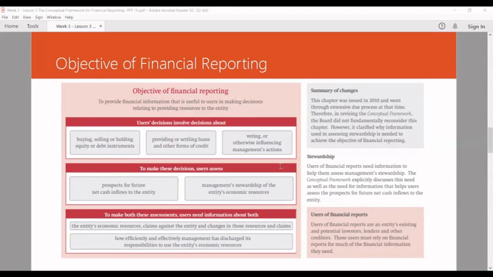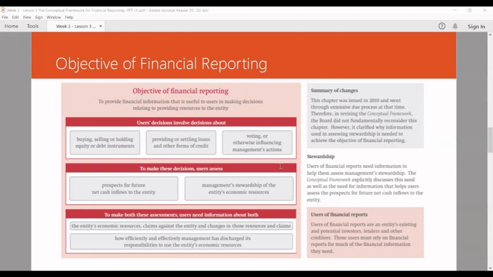The objective of financial reporting: users make decisions about buying, selling, or holding equity or debt instruments, providing or settling loans and other forms of credit, and voting or otherwise influencing management's actions. To make these decisions, users assess prospects for future net cash inflows to the entity and management's stewardship of the entity's economic resources. To make both assessments, users need information about the entity's economic resources, claims against the entity, and changes in those resources and claims, and how efficiently and effectively management has discharged its responsibility to use the entity's economic resources.